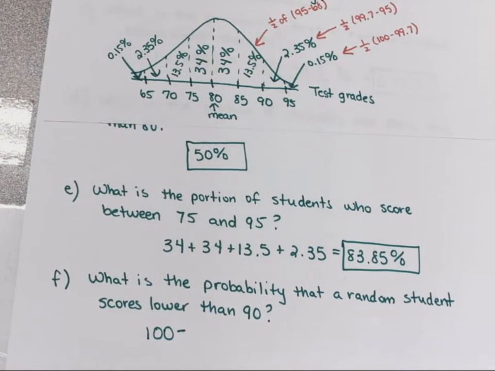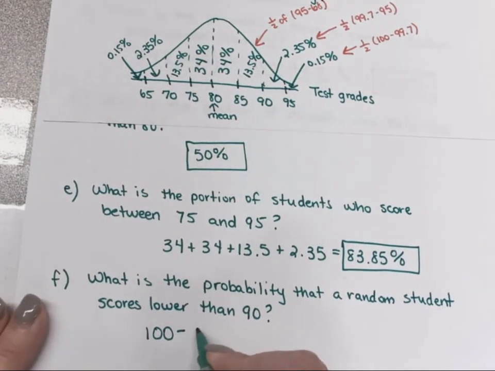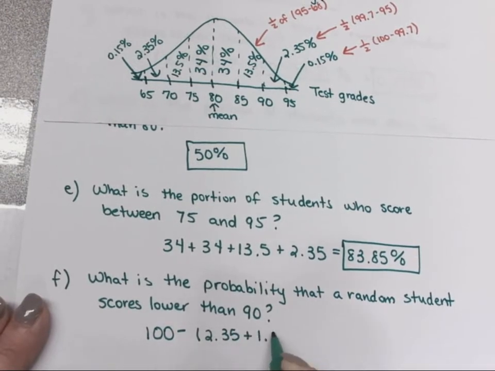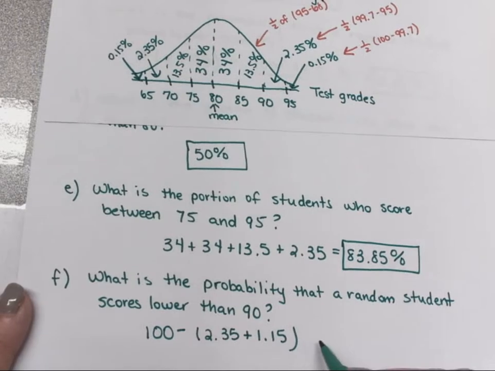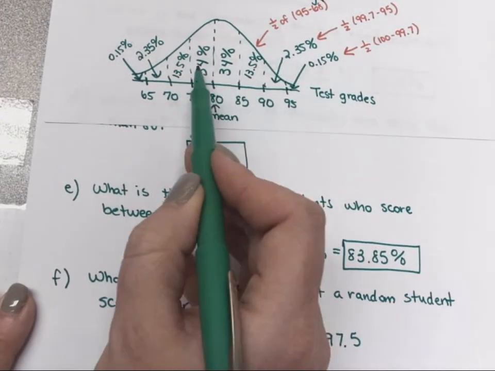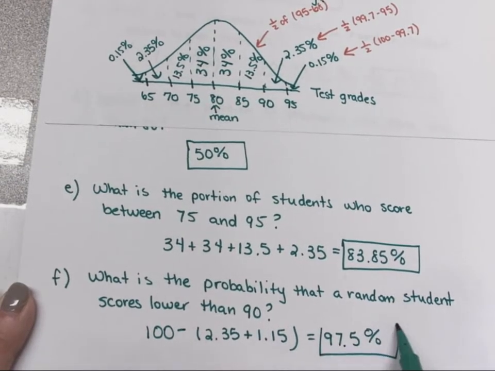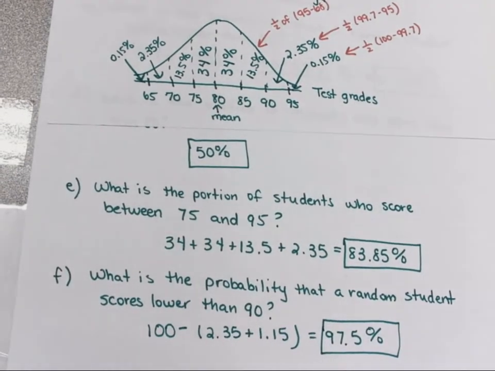If we want 90 and less, we only don't want these two sections, right? So we could just subtract whatever you get when you add those up. Or you could, again, go straight for it and just add up 1, 2, 3, 4, 5, 6 sections. But I think this is quicker to do 100 minus the two we don't want.